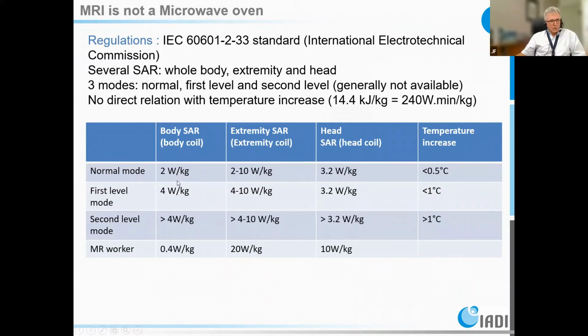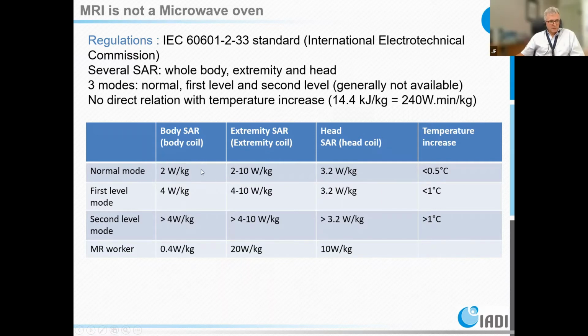If you want to go higher in MRI, for example, you can say, okay, I don't have enough power, I want more power, and you can go into the first level mode, and so you send 4 watt per kilo. I should come back to this 2 watt per kilo. This is the same as your cellular phone.